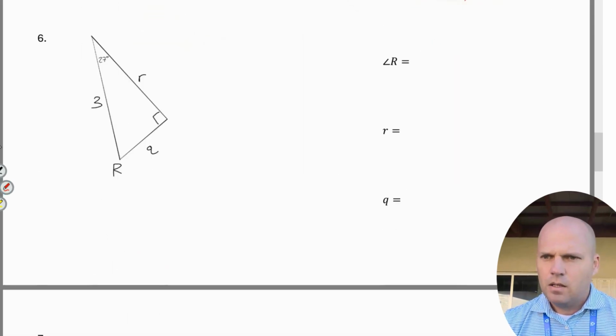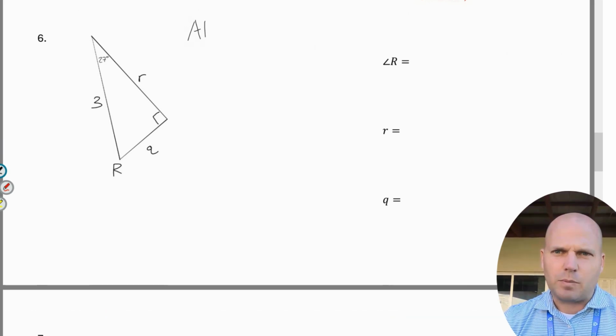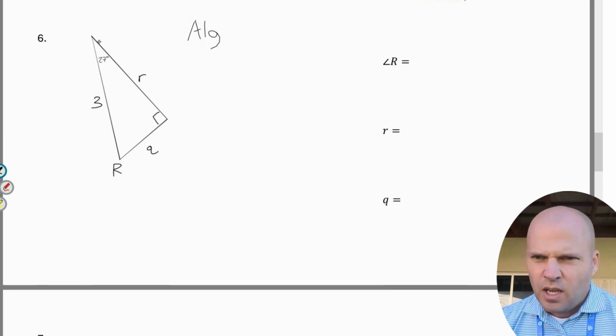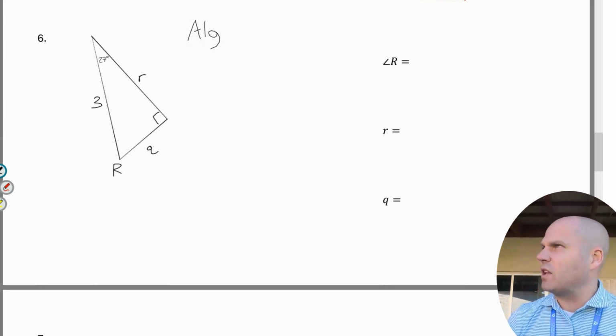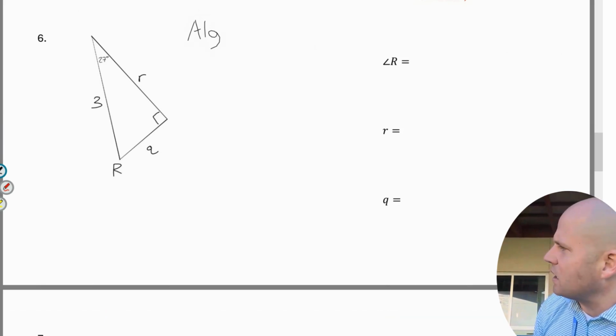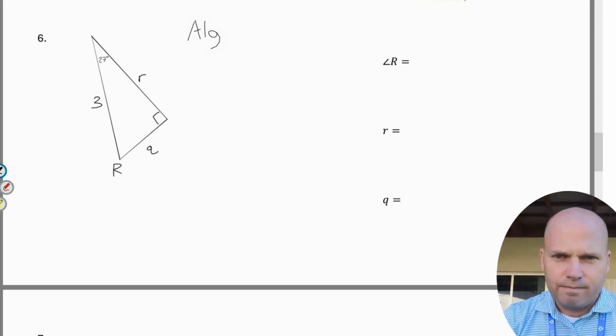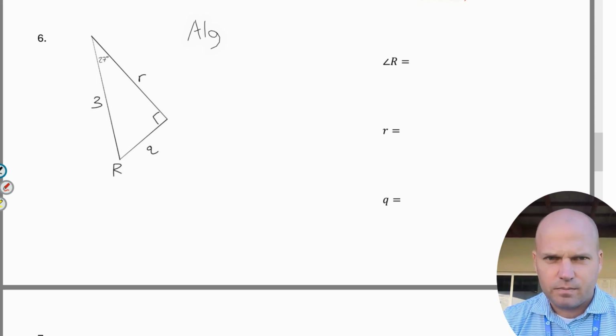Okay. I'm going to do the more algebraic, maybe the quicker approach. We got this is 27. 27 taken away from 90 is going to be 63. So R is 63.